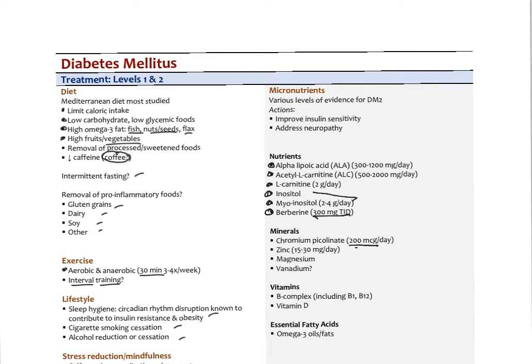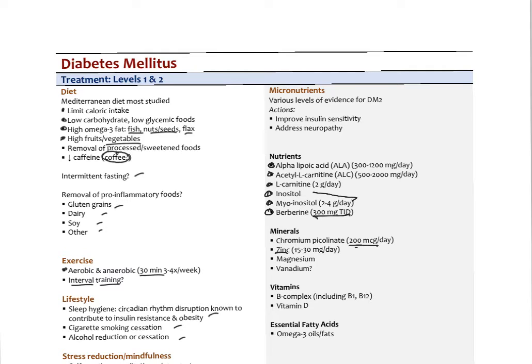Now, you've probably heard of hexavalent chromium. That's the toxic stuff in nature. I think that's what Erin Brockovich was doing a lot of litigation around. The chromium picolinate is not toxic, and again, it's taken at a very small dose, but it seems to improve insulin sensitivity. Zinc, 15-30 milligrams.